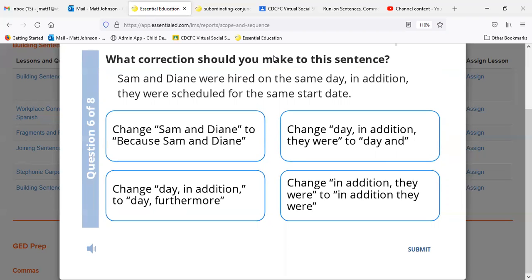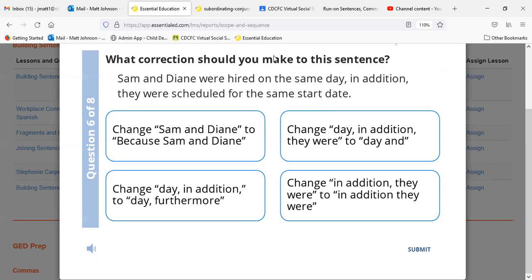Here, basically, we remove in addition, right? We're just going to remove that and say, and they were scheduled for the same start date. The other ones, let's see. Sam and Diane, that first choice doesn't deal with the part that we need to change. And because that's a conjunction we don't want to use there, we're not going to use a subordinate word like that. Change day, comma, in addition to day furthermore. That's not correcting anything. That's just making a new problem.